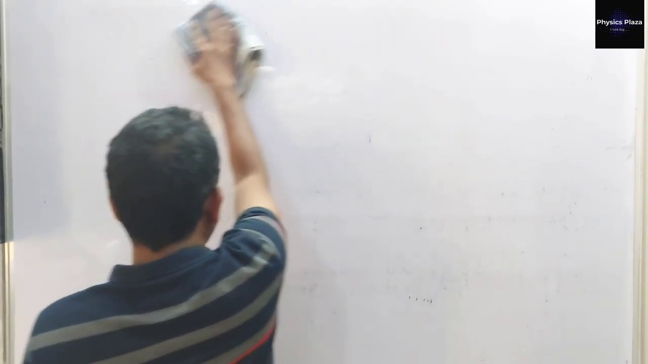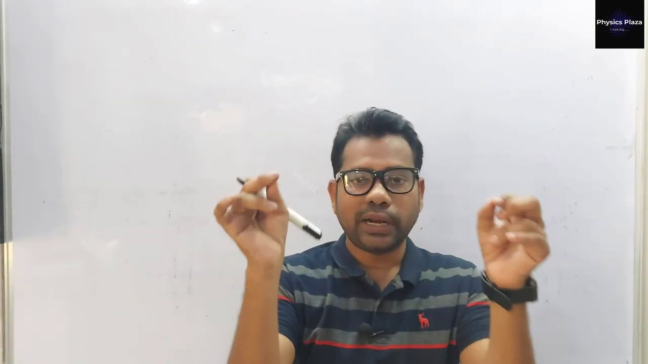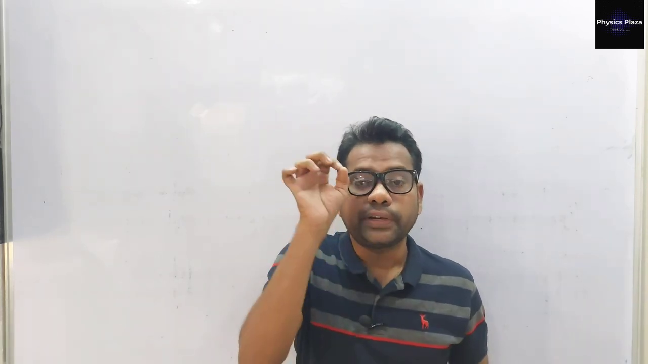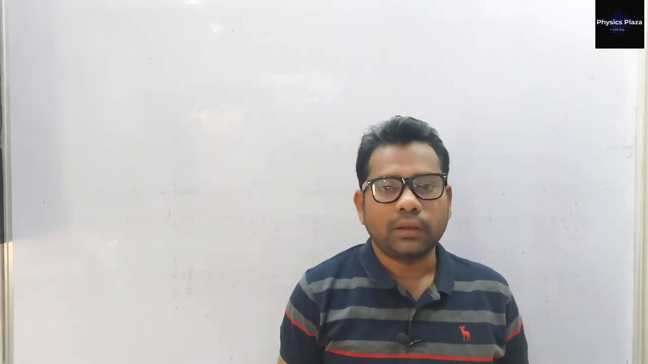Fine, children. Now we'll see how to find the center of gravity of an irregular body. Children, irregular body means, for example, if a square lamina is given, how to find the center of gravity? By drawing the diagonals, the point of intersection of the diagonals will be the center of gravity. And how to find the center of gravity of a triangular lamina? By drawing the medians. The point of intersection of medians will be the center of gravity.